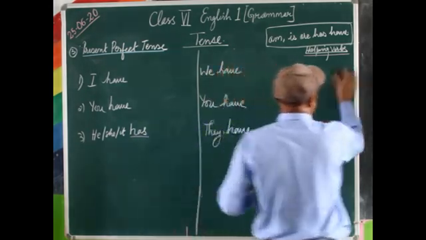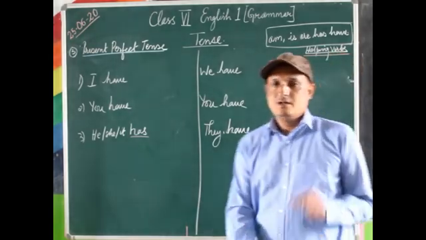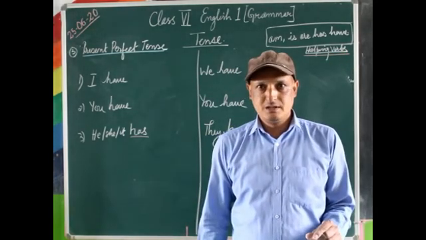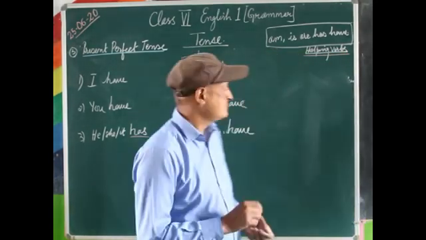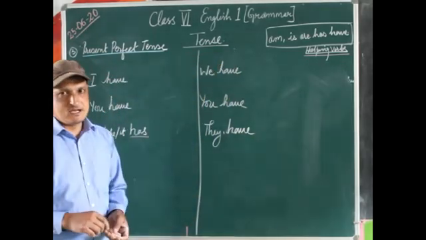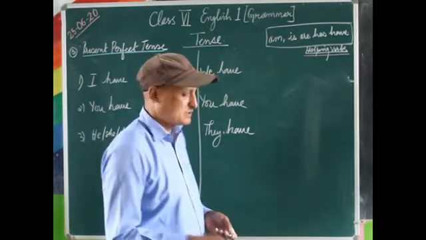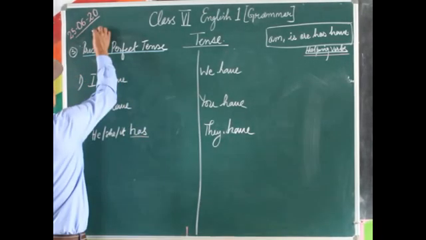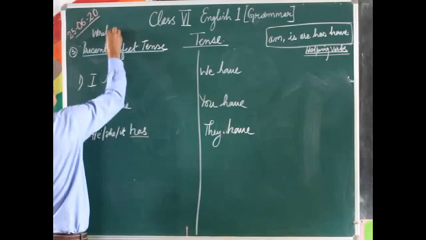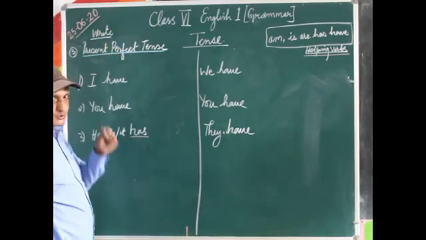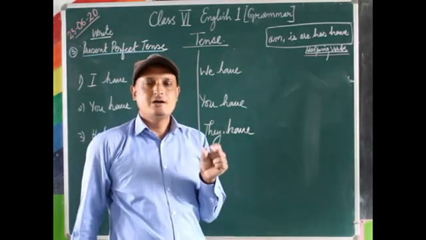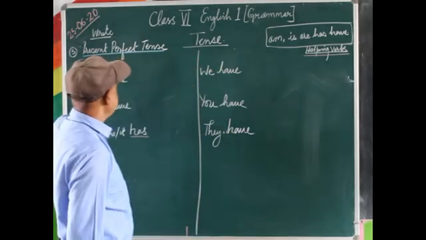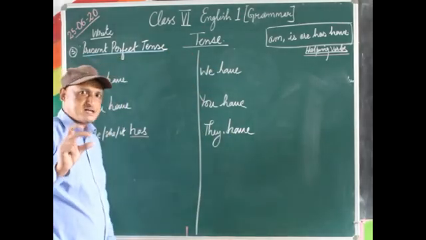Then, which form of the verb? The past participle of the given verb. So in the previous example, we have write. So here what will be the past participle? I have for write. The past tense is wrote. The past participle is written. So we have write, wrote, written. So we use the past participle.